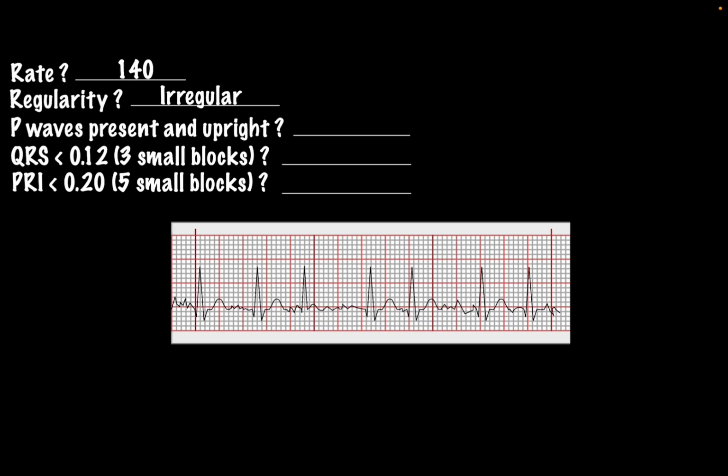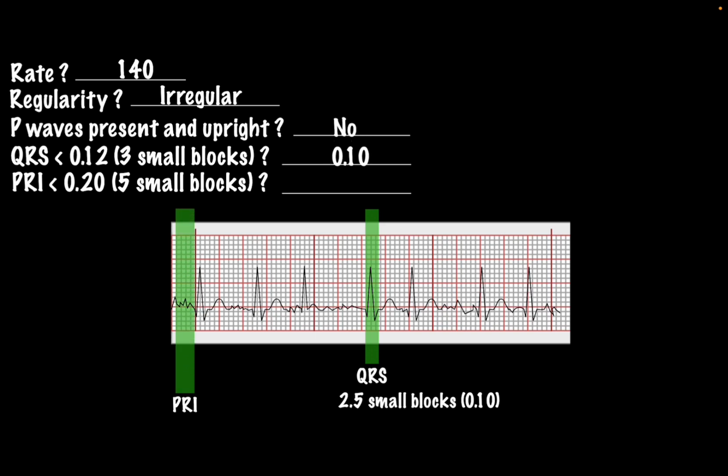Are the P waves present and upright? There is a lot of squiggly lines, but none of them that would really constitute a P wave. So we're going to say no. The QRS complex, we're good there with 2.5 blocks again. And then we're going to check the PRI. Well, how do we measure the PRI without a P wave? So we don't have a PRI.